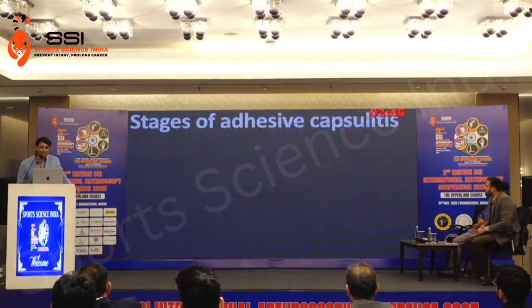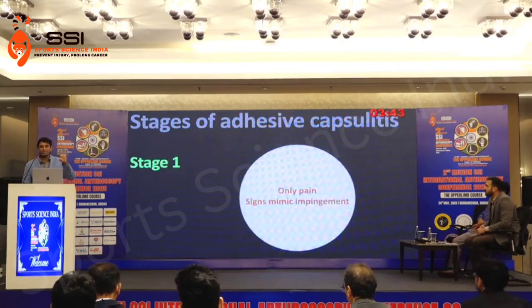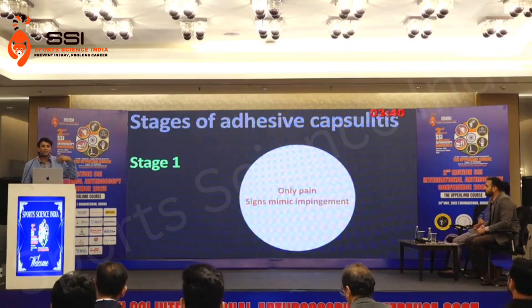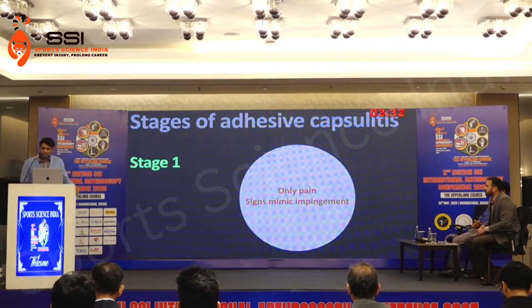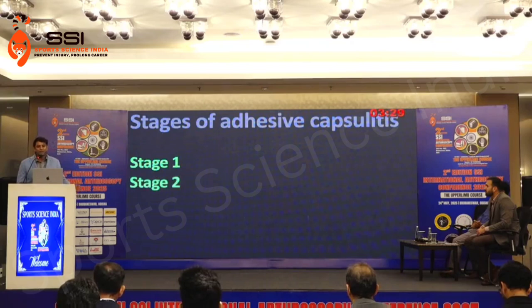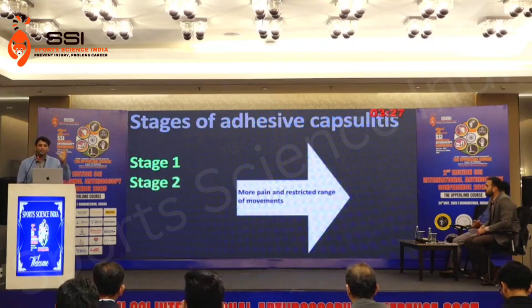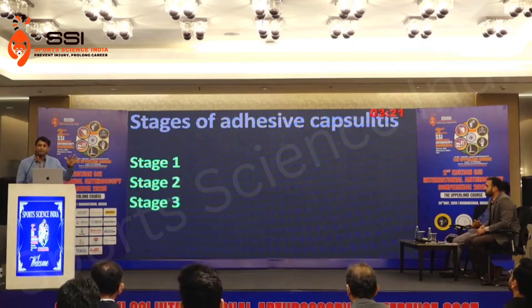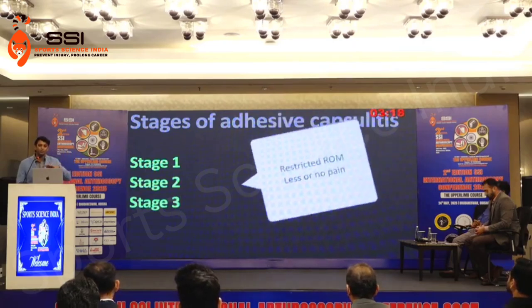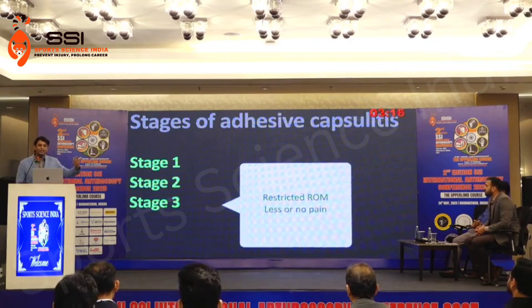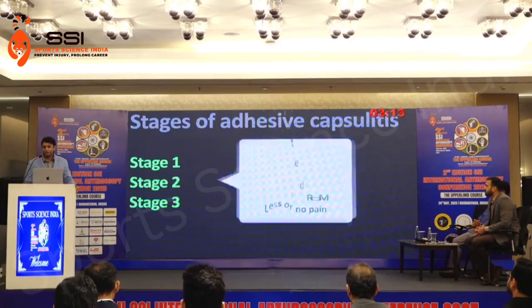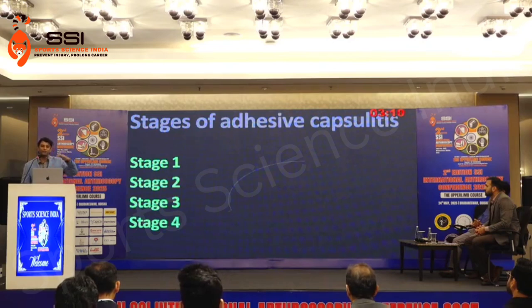To understand the stages of adhesive capsulitis: stage 1, we all know, mimics impingement. It is painful, but there is not much loss of movements. The patient has full range of movements, but it will be painful, basically like an impingement. Stage 2, the patient will have both loss of movements as well as pain. Stage 3, there will be no pain, but there will be loss of movements alone. And stage 4 is a recovering phase, where all the symptoms resolve slowly.